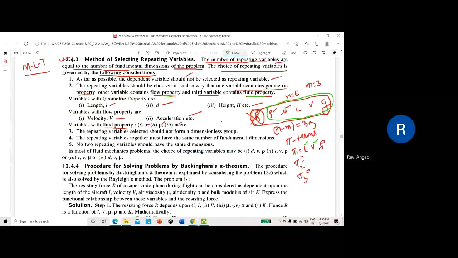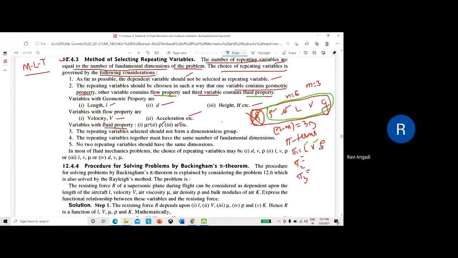But you have to follow the criteria. What are those criteria? First, it should not be the dependent variable. Next, it should contain the geometric property, the fluid property, and the flow property. If you keep in mind these things, then you can easily choose the repeating variables while solving the problem. All of you understood?